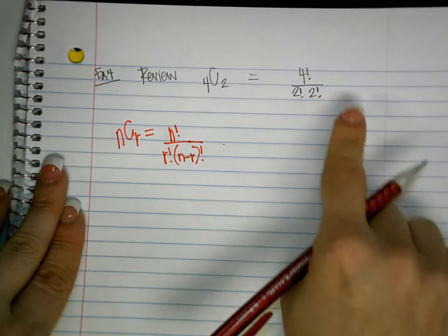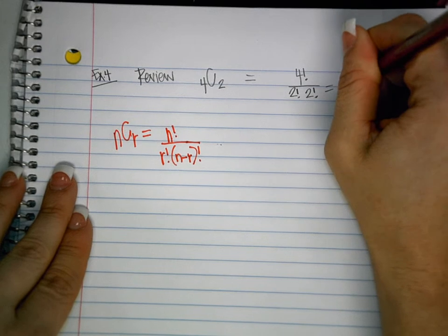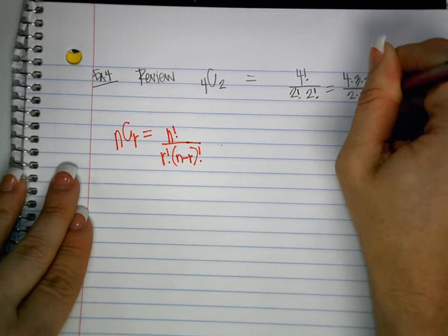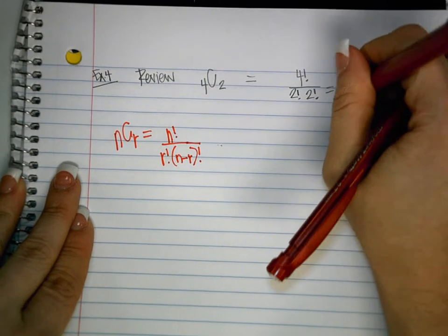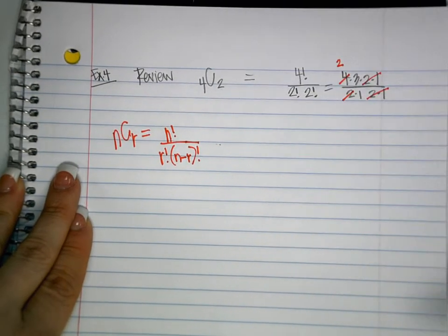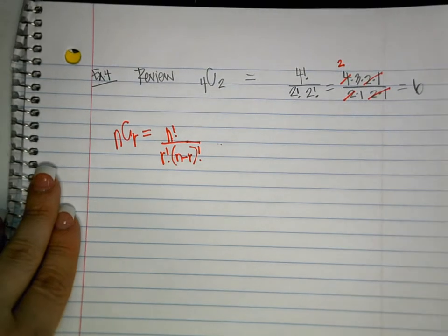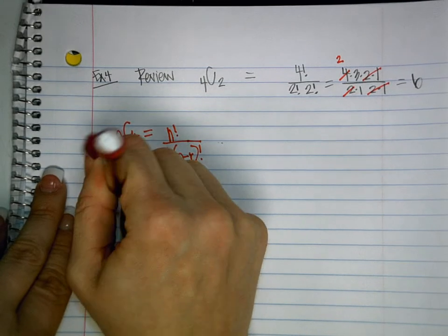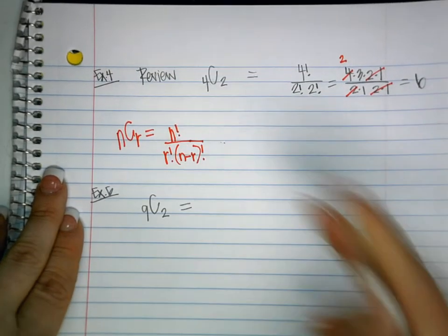Now if you were to work that out, you'd get 4, 3, 2, and 1 over 2 times 1 and another 2 times 1. These reduce each other away. This reduces to leave you with 2. 2 times 3 equals 6. Okay, and then the last one I want you to work on, I want to know 9C2. Okay, do 9C2 for me.